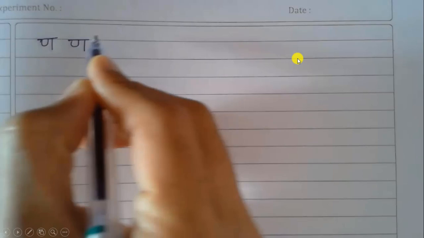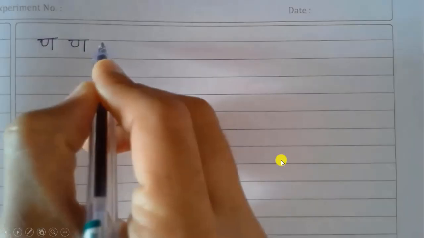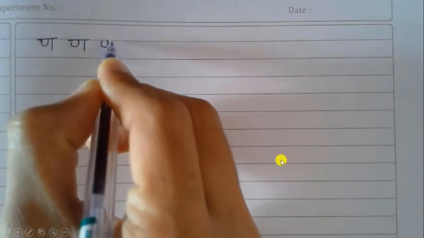The second sound is Na. And you get this sound Na when you add N to A. N plus A equal to Na. And Na is written like this.